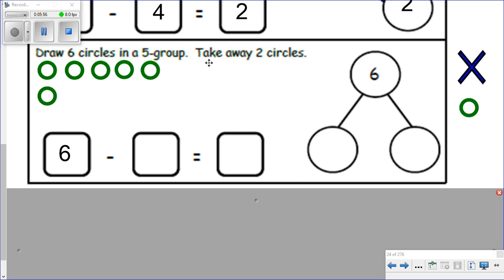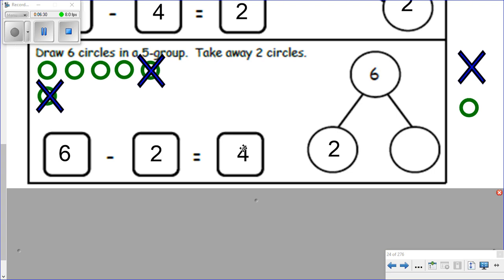Let's look at the next part of the problem. Take away 2 circles. So again, we use our X to show that. 1 and 2. So we just took away 2 of our circles. We put an X on. So that's one part for our number bond. I can even put that 2 already over there. And then let's see what is left. Count with me. 1, 2, 3, 4.